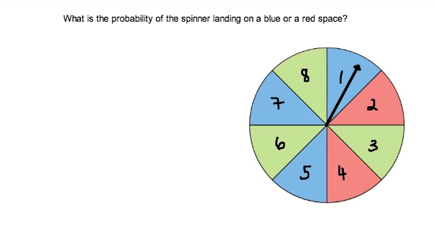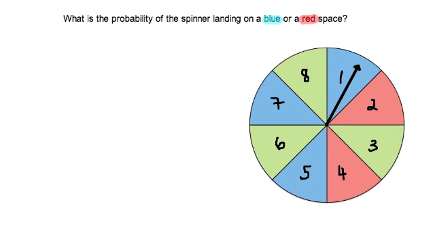The second part of this is going to focus on the spinner that we see shown here on the right, and we're going to explore some of the more complicated probability situations for simple events. This is asking us, what is the probability of the spinner landing on a blue space or a red space? In this case here, we have 2 possible favorable outcomes. So let's make a probability statement for that.